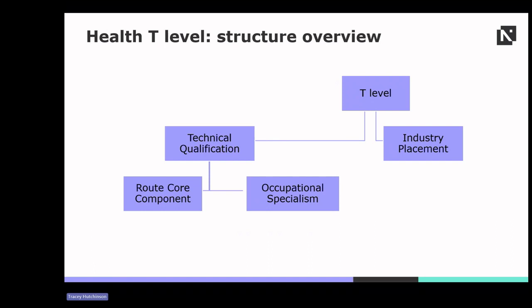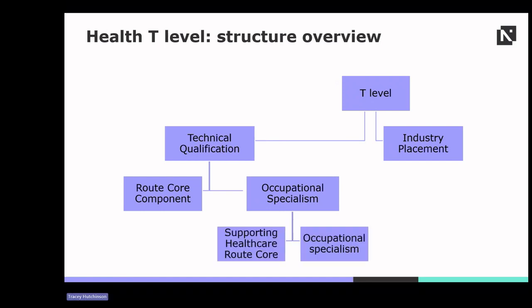The core component gives the students the knowledge base, which is then extended and applied to a chosen occupational specialism. The occupational specialism is then split into two components. You have the Support in Healthcare root core, which goes across all qualifications, so that's three performance outcomes. No matter which occupational specialism you deliver with the students, they must complete the Support in Healthcare root core, and then the occupational specialism, which is three performance outcomes linked to their specific OS, so for example adult nursing.